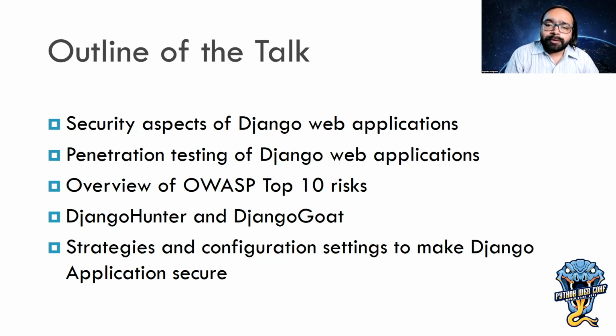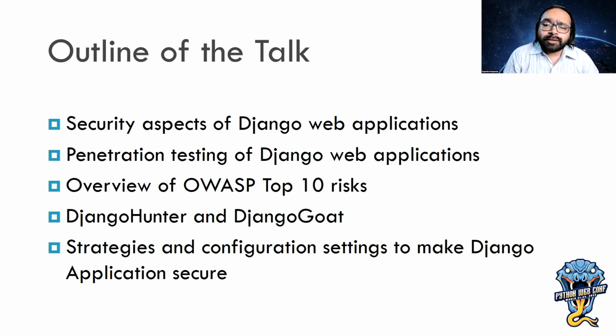Then an overview of the OWASP top 10 risks. As we know, the OWASP top 10 risks apply to all web applications, so Django is no exception. These apply even to Flask web applications, PHP based web applications, or WordPress based web applications. Then we will discuss two tools in brief: Djangohunter and Django Goat.